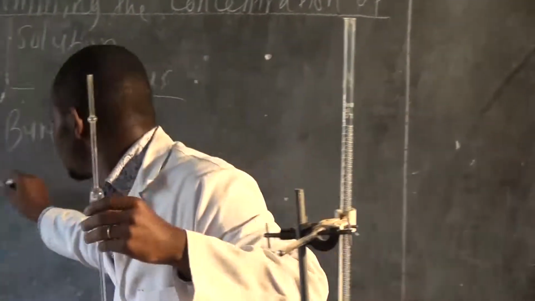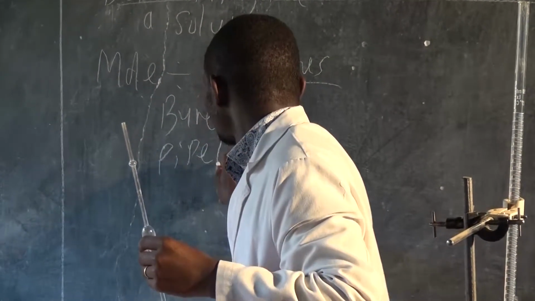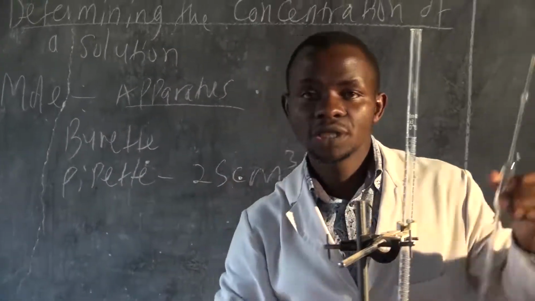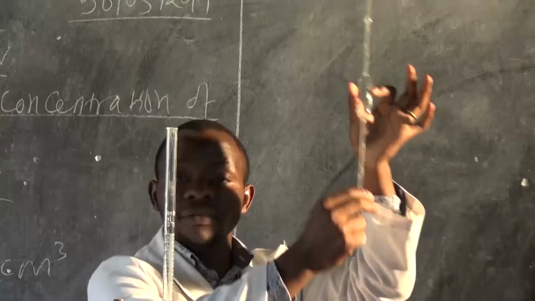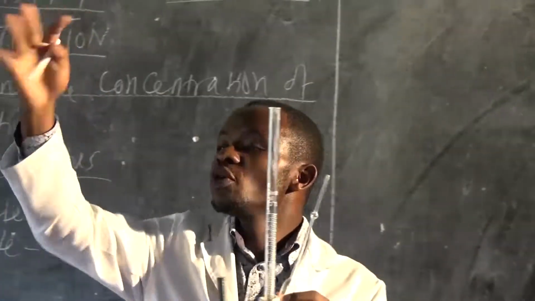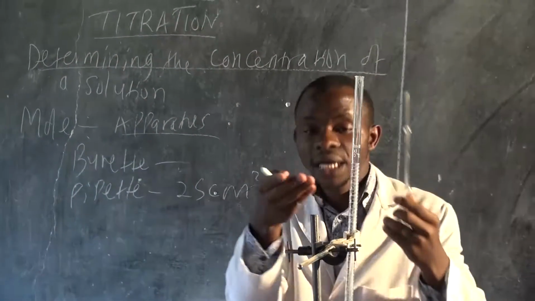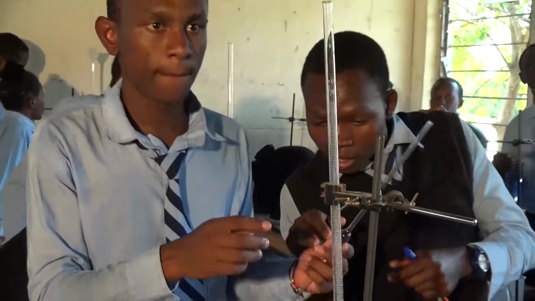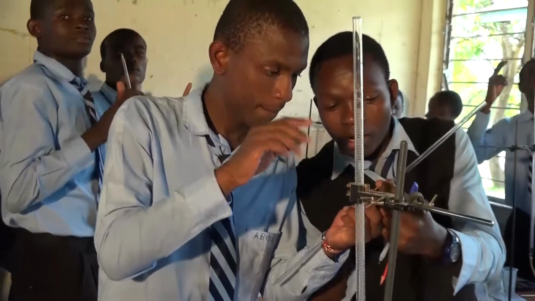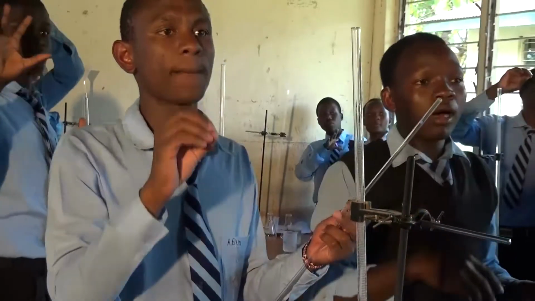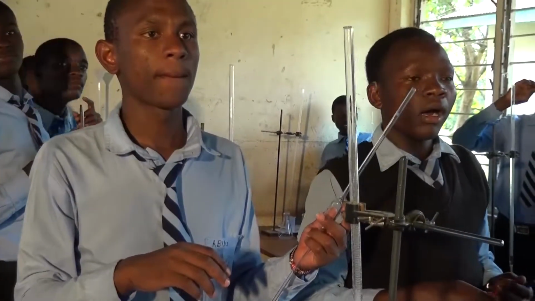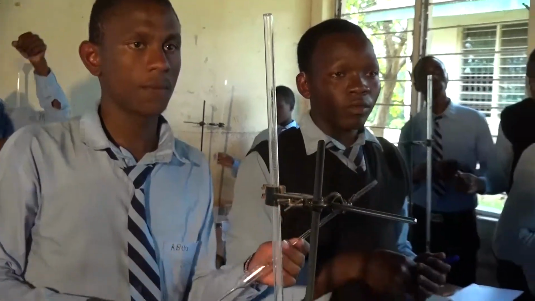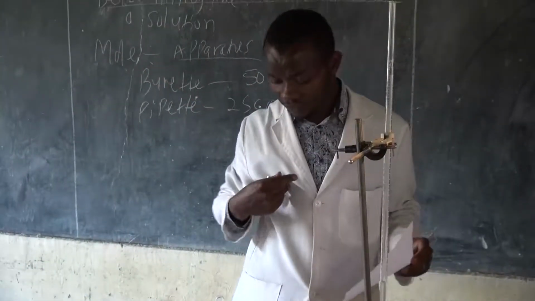So the pipette is always 25 centimeters cubed. The volume here. The volume of a burette is how many? How many there? Can we read? The pipette is 25. What about a burette? 50. Very good. So a burette has 50 centimeters cubed when it is full. Okay? So those are the substances that we have.